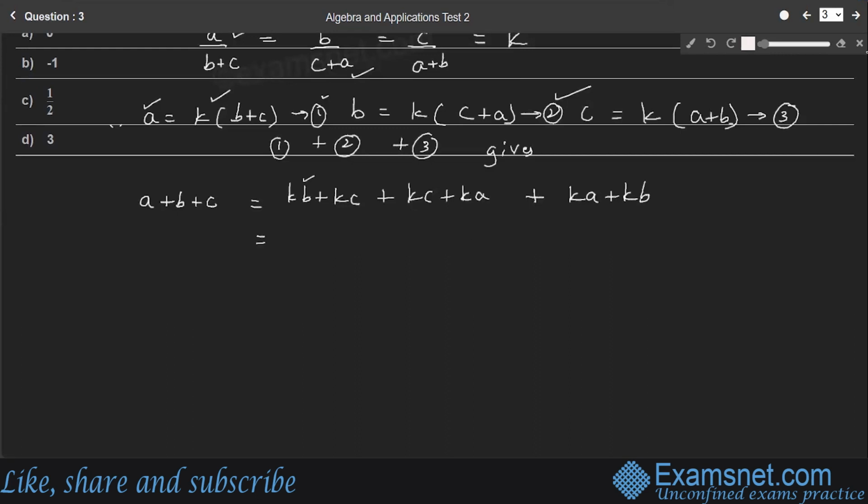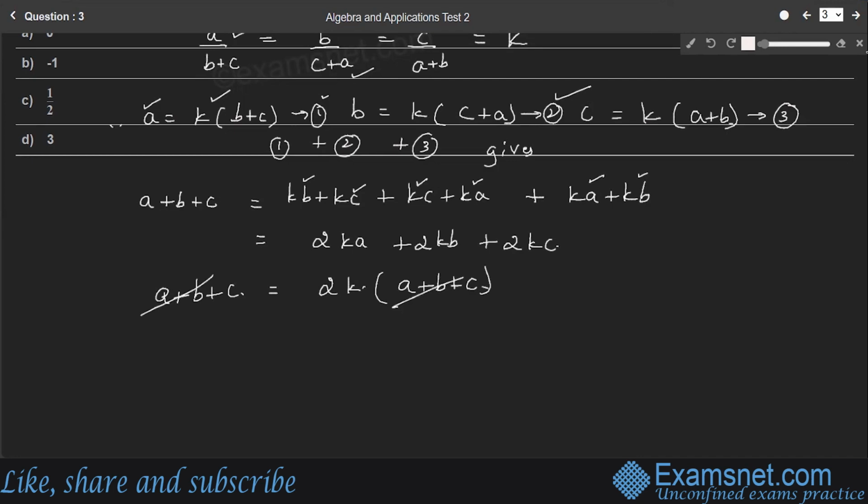So now KB plus KB is 2KB, KA plus KA is 2KA, KC plus KC is 2KC, right? Therefore, we can write it as 2KA plus 2KB plus 2KC, right? So we can take out 2K common, A plus B plus C. 2K into A plus B plus C is equal to the LHS part, A plus B plus C. So here we can cancel A plus B plus C. Therefore, 1 is equal to 2K. Therefore, the value of K is equal to 1 by 2.